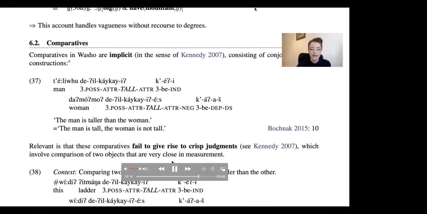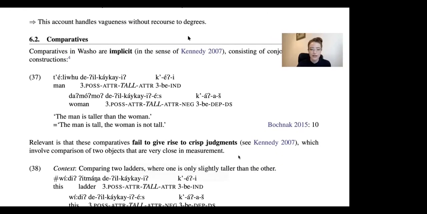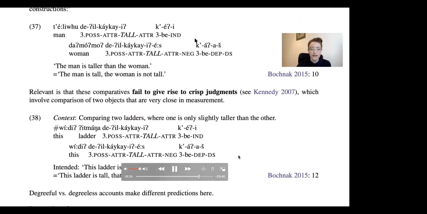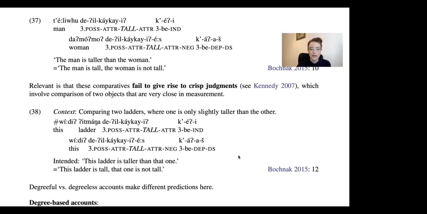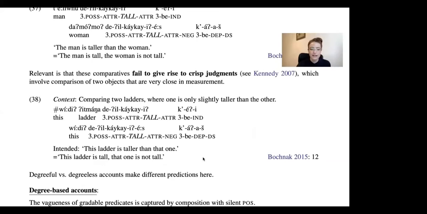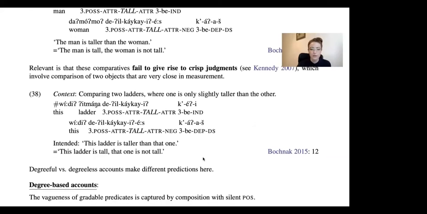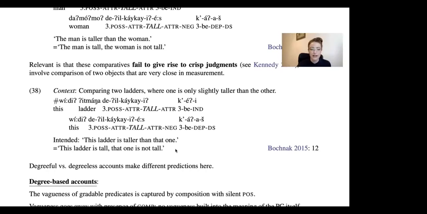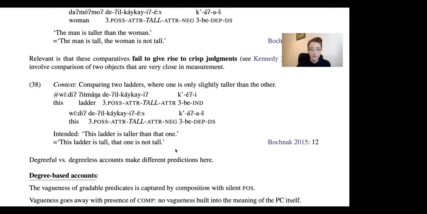And relevant here is that these comparatives fail to give rise to Crisp judgments, which involve comparison of two objects that are very close in measurement. So this is shown here in 38. The context here is that we're comparing two ladders where one is only slightly taller than the other. And while in English it's felicitous to utter, this ladder is taller than that one, in Washo, it's not felicitous to utter, this ladder is tall, that one is not tall.